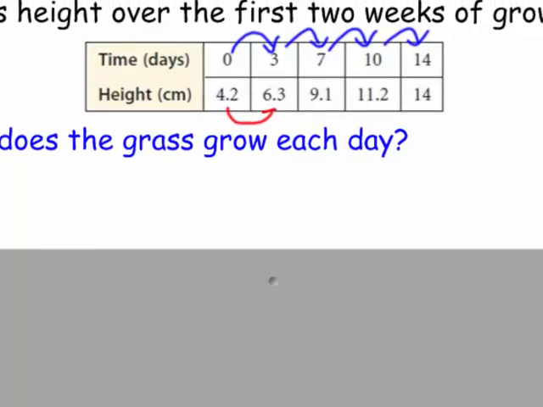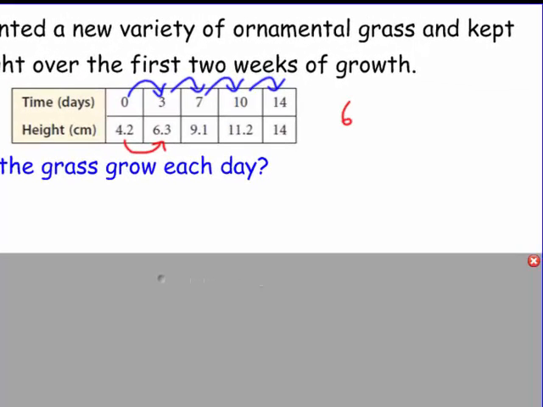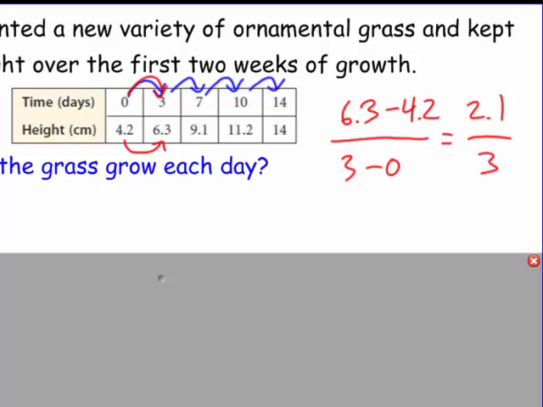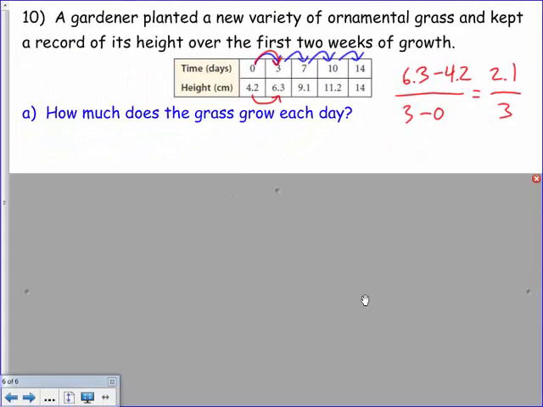So from 4.2 to 6.3, how much did it grow? It grew 6.3 minus 4.2, which equals 2.1. So did it grow 2.1 centimeters? No, that's in how many days? From 0 to 3. So I better subtract as well. 3 minus 0, which is 3. So I have to divide 2.1 divided by 3. So that gives me 0.7, I should say centimeters.